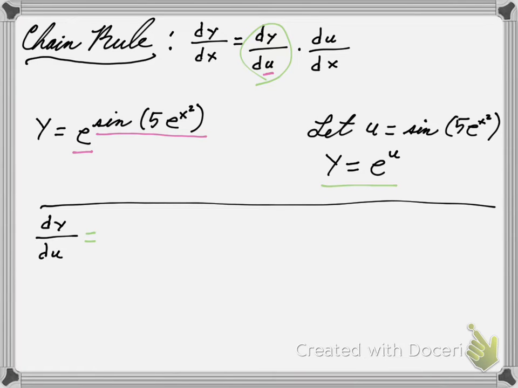Continuing, we need the derivative of y with respect to u according to the chain rule. That's the derivative of e to the u with respect to u, which is just e to the u. But then we also need the derivative of u with respect to x, which is this substitution expression we chose, sine of 5e to the x squared. We need the derivative of that. For that, you will actually need to use the chain rule again.